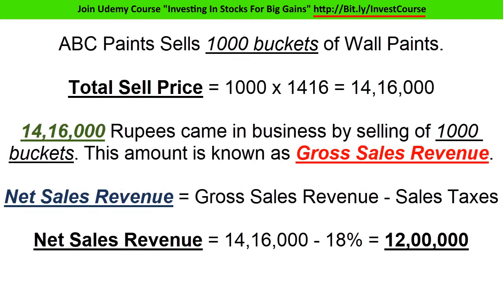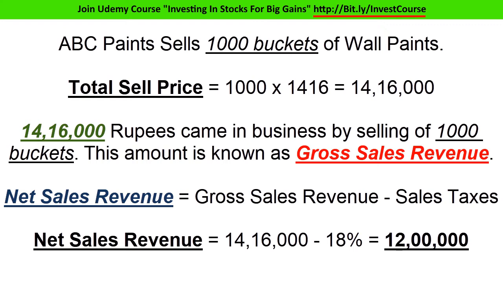Now if ABC Paints sells 1000 buckets of wall paint, total selling cost will become 1416 into 1000, which is 14,16,000. This is the total money that the business will receive for selling 1000 buckets. So 14,16,000 is the total amount that will flow into the business due to total sales. This is also known as gross sales revenue of the business.